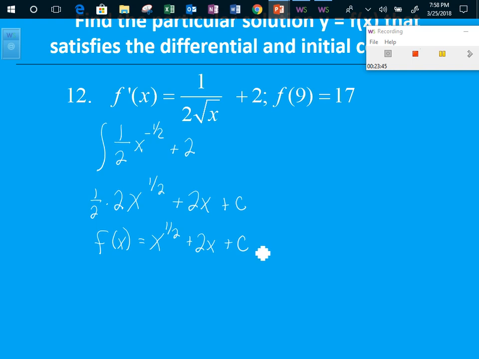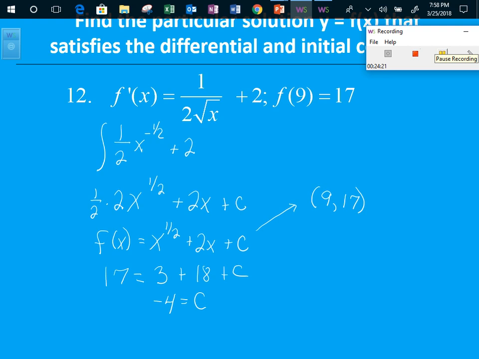Now, to figure out our value of c, x is going to be 9, y is going to be 17. And we're going to use that information to figure out our value of c. So it's going to look like this. 17 equal 9 to the 1/2. 9 to the 1/2 is 3, plus 2 times 9 is 18, plus c. If we solve this thing for c, it looks like we're going to get negative 4.